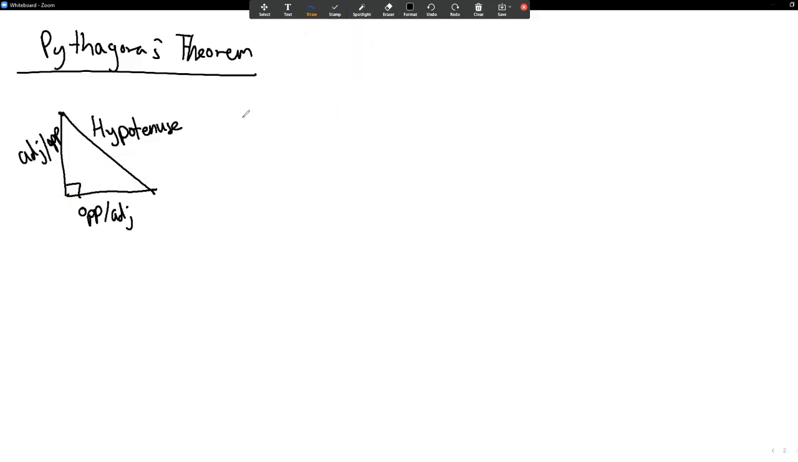So, what we can actually do is name that hypotenuse as c, and the other two as a and b. It doesn't matter which order the other two are in. So long as this is a right angled triangle, we can use Pythagoras' theorem, which states that a squared plus b squared equals c squared.